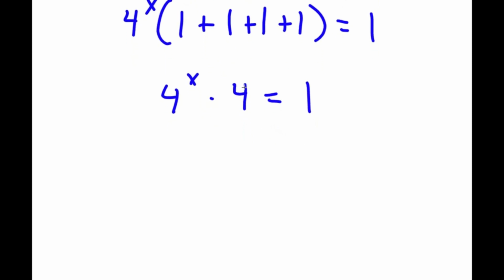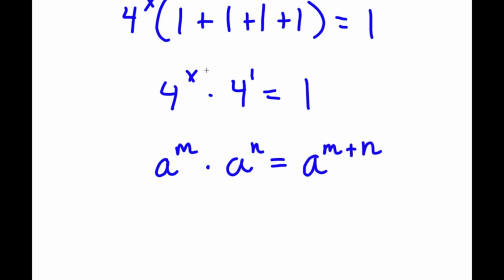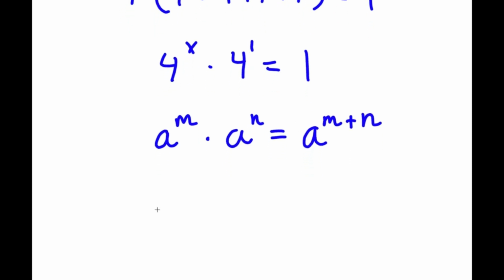Now 4 here, that's the same thing as 4 to the power of 1. And if I have something in the form a to the power of m times a to the power of n, this is equal to a to the power of m plus n. So 4 to the power of x times 4 to the power of 1, that's going to equal 4 to the power of x plus 1. Simply just add these two exponents. And this is equal to 1.